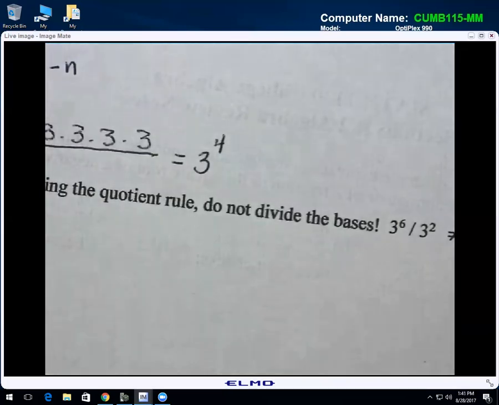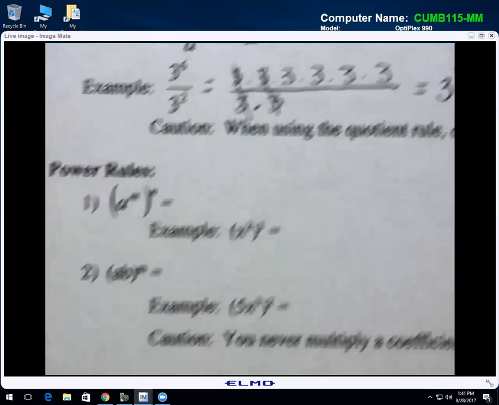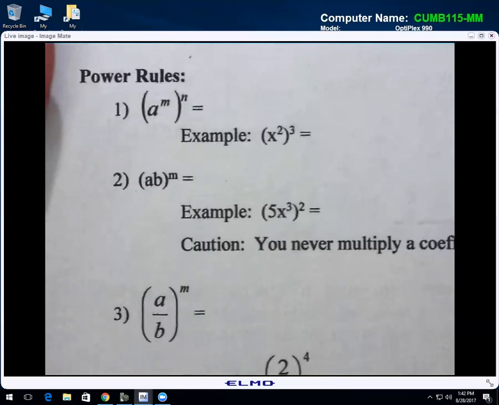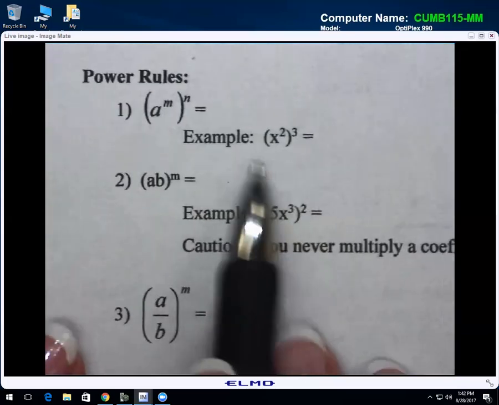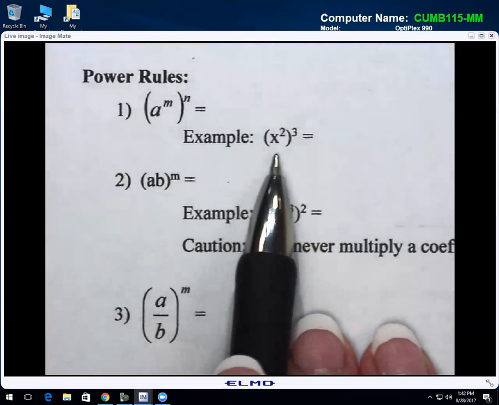All right, let's talk about these 3 power rules real quickly and then we'll run out of time. The first power rule applies to this, one of the most missed examples. If I was looking at x squared cubed on a test and I didn't understand what exponents meant, I'd have to flip a coin and either pick x to the 5th or x to the 6th.